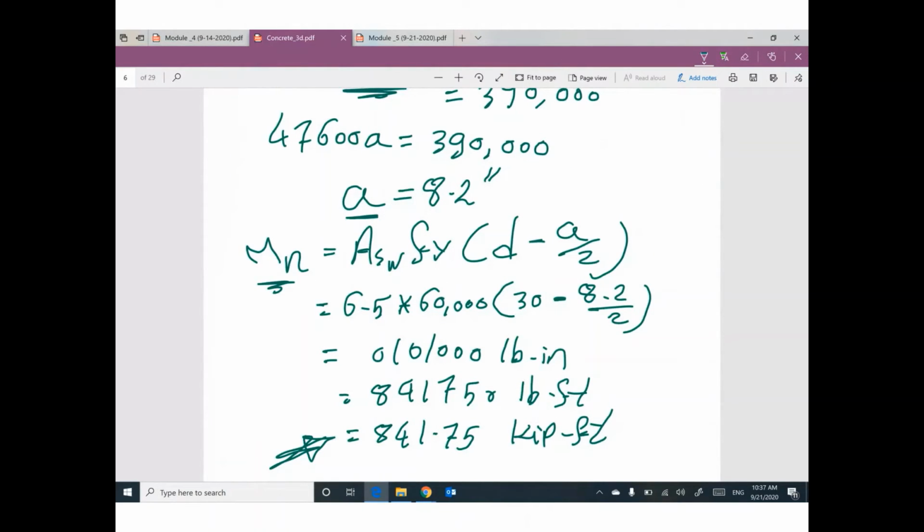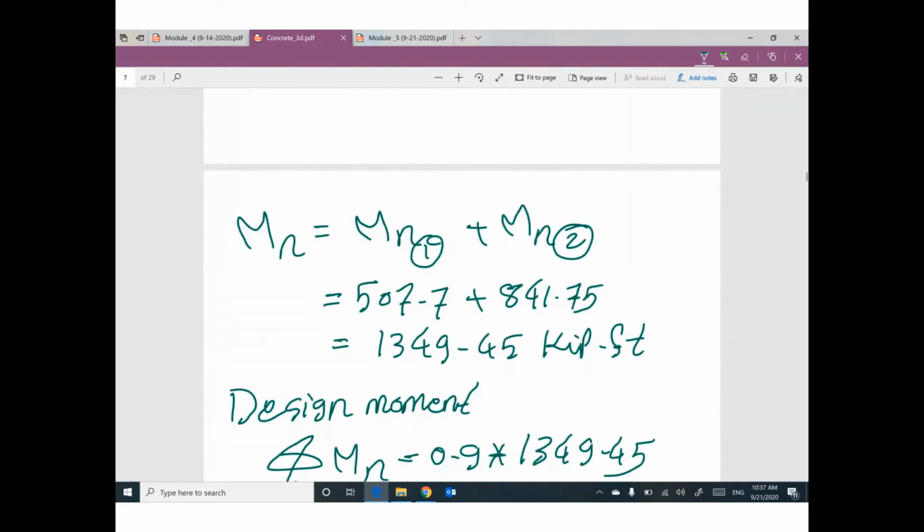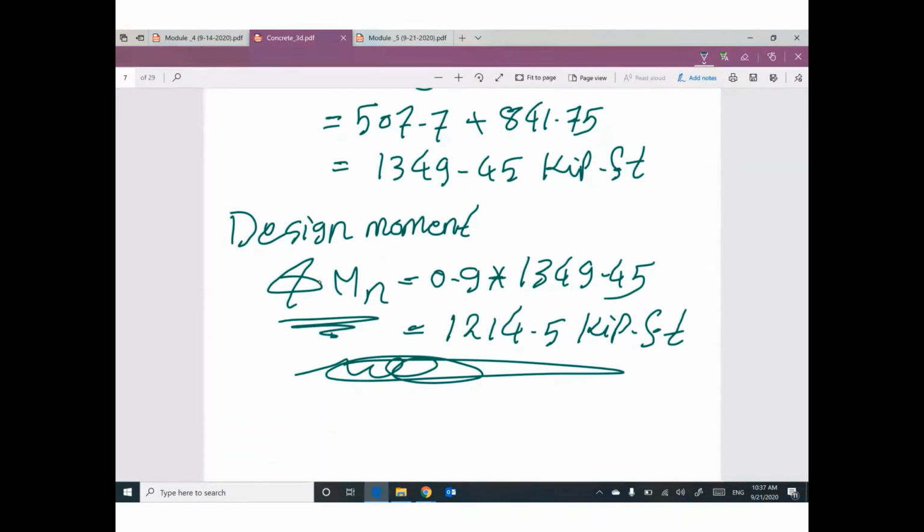Finally, the nominal moment for the whole cross section will be the first part plus the second part. Once you get the nominal moment, I can figure out the design moment by multiplying the nominal moment times phi.